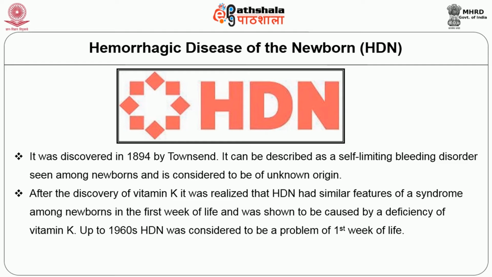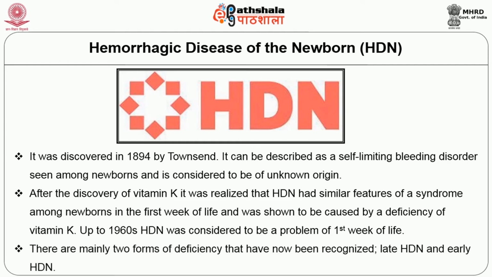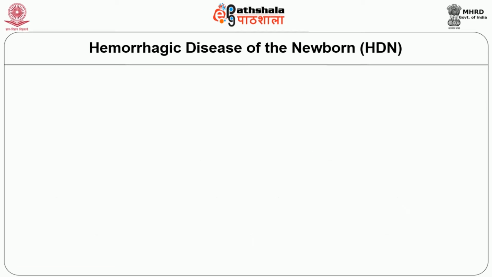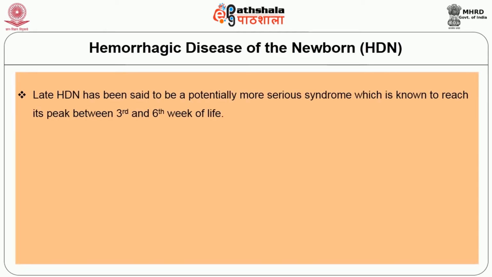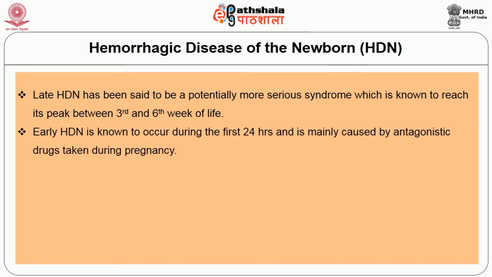Up to 1960s, HDN was considered to be a problem of first week of life. There are mainly two forms of deficiency that have now been recognized: late HDN and early HDN. Late HDN has been said to be a potentially more serious syndrome which is known to reach its peak between 3rd and 6th week of life. Early HDN is known to occur during the first 24 hours, and this is mainly caused by antagonist drugs taken during pregnancy.